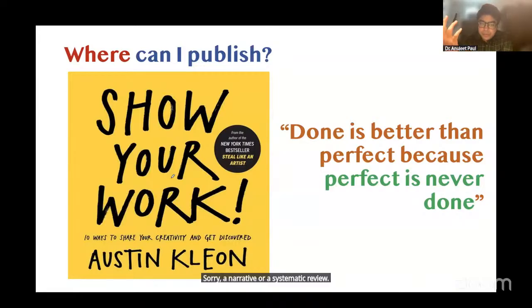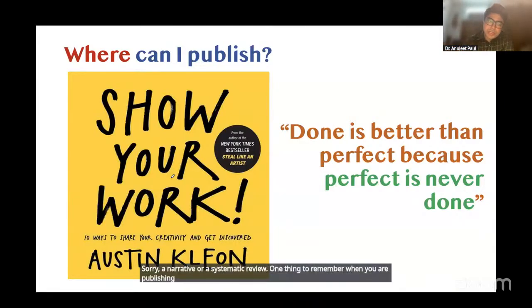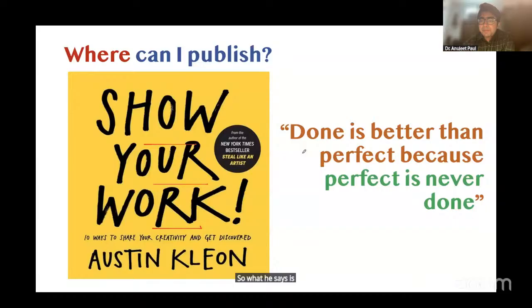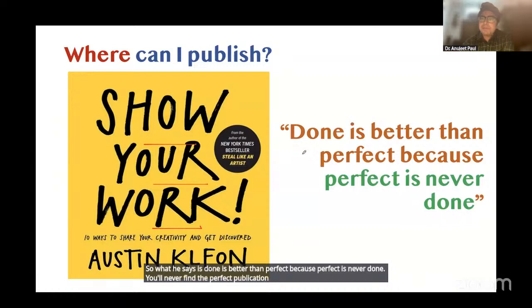One thing to remember when you're publishing is this quote, which I read from the book Show Your Work by Austin Kleon. What he says is, done is better than perfect because perfect is never done. You'll never find the perfect publication. You'll never find the perfect work of art or the perfect study that was done.